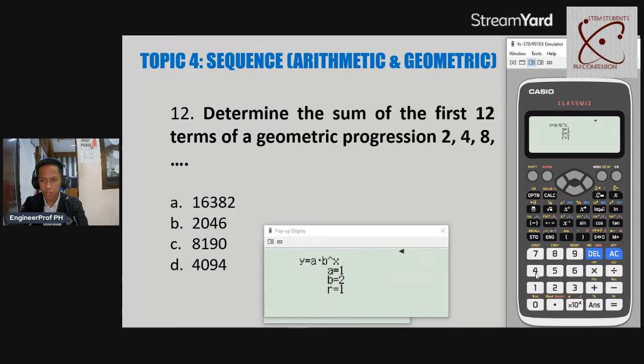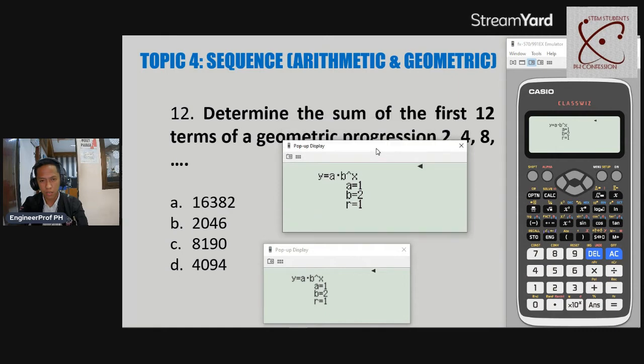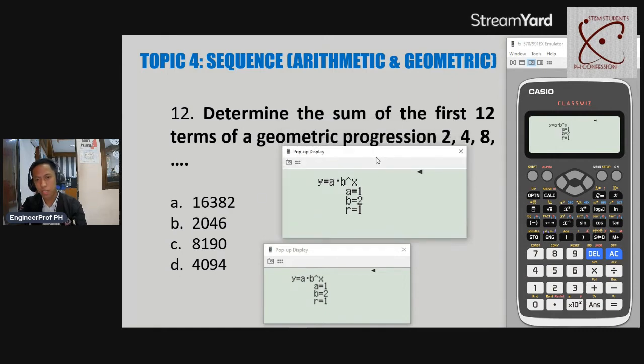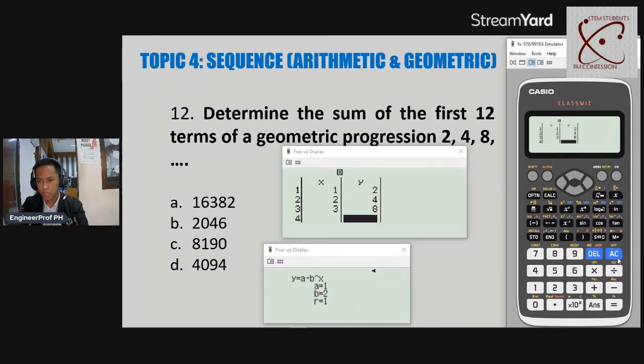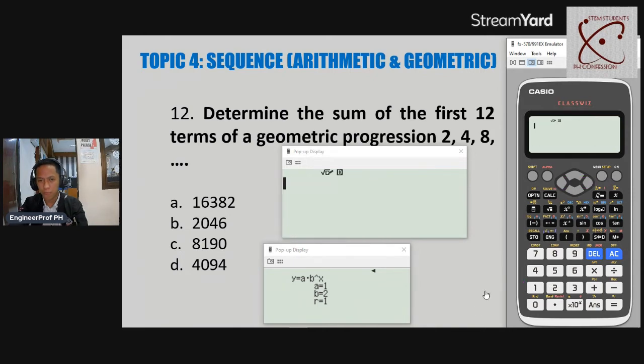Okay, press option, regression calculation. It will give you again the equation. Ito na ang nasa baba. Okay, ayan, naka-pop up na siya dito. So this will be our equation. Then, since sum siya, uulitin natin yung summation, parang kanina ginamit natin for arithmetic. So just press AC and menu. Then punta ka ulit doon sa basic calculation. So 1.